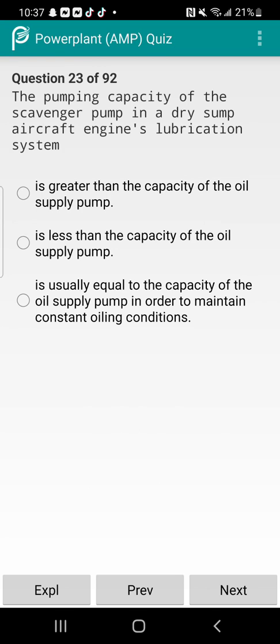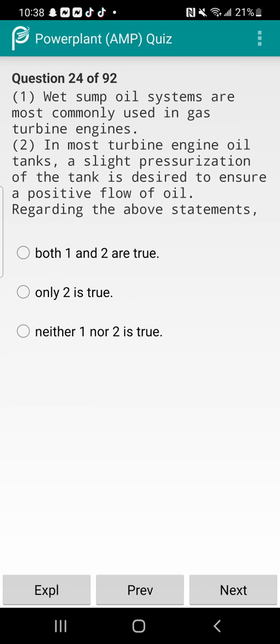The pumping capacity of the scavenger pump in a dry sump aircraft engine lubrication system is greater than the capacity of the oil supply.